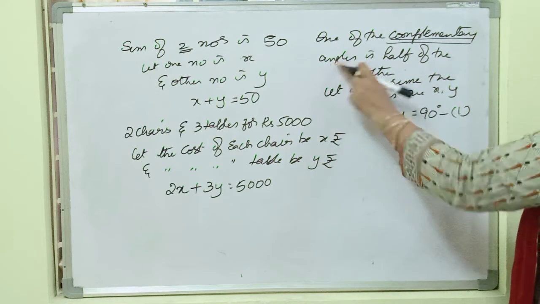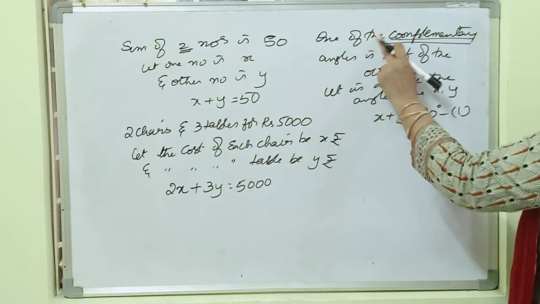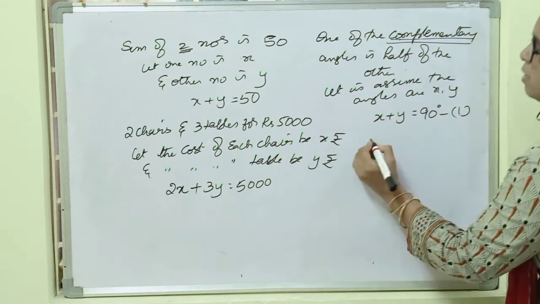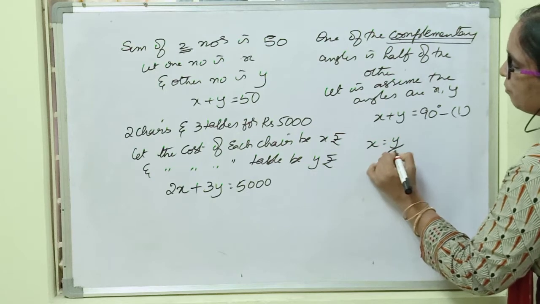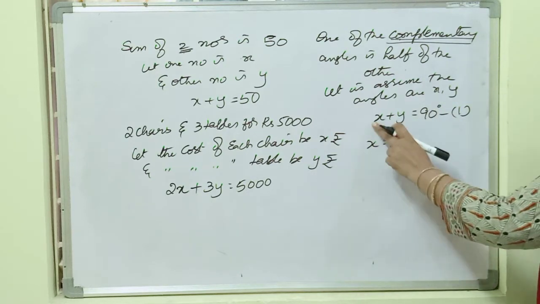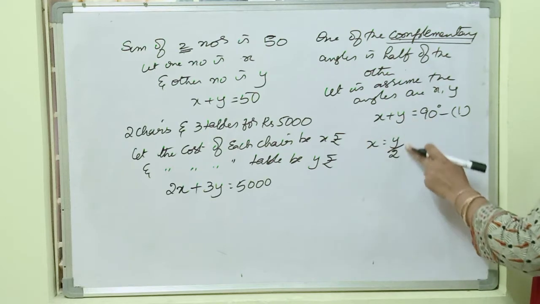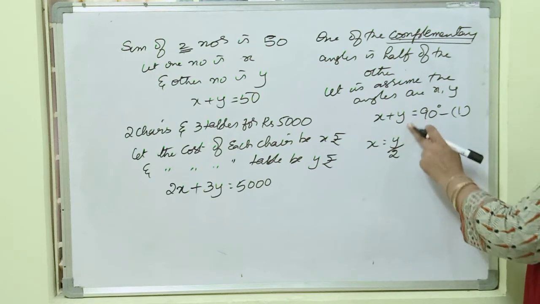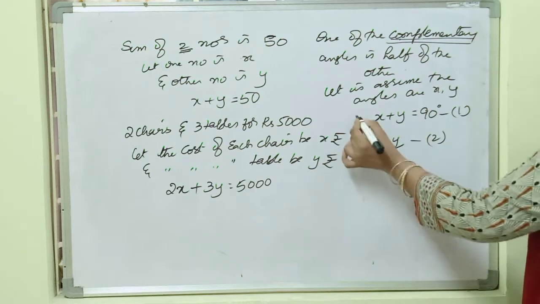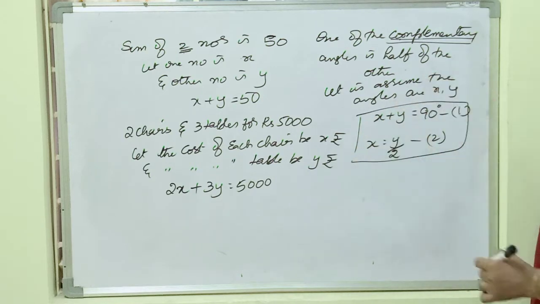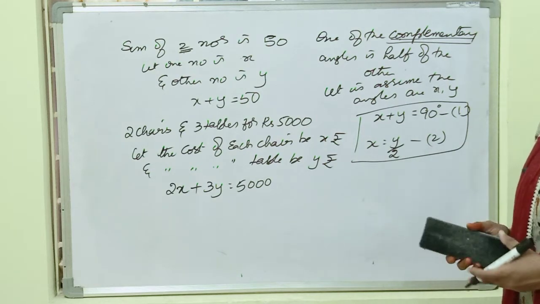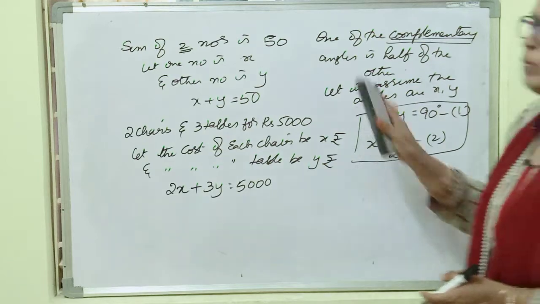What is the other thing he is saying? One of the complementary angles is half of the other implies x is equal to y by 2. The other angle is equal to half of the other. So one angle, if I assume x, then the other angle is y. So half of it implies it is y by 2. So here we got two equations. Either you can find these angles by elimination method or substitution method or whatever method you feel comfortable. So let's go to one more example.